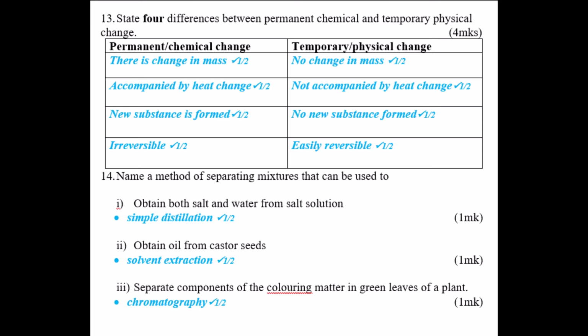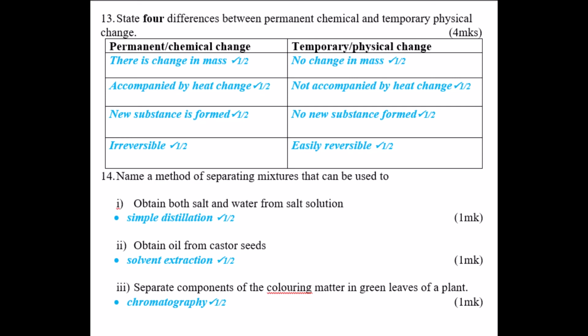With the permanent change, it is irreversible. The other one is easily reversible. Basically, think of, for example, when you burn copper metal, you get copper 2 oxide. That's a permanent change. The properties as we have listed, those characteristics will apply. But for example, if you dissolve salt in water, that's a physical change. You can easily reverse it. No new substances are formed.